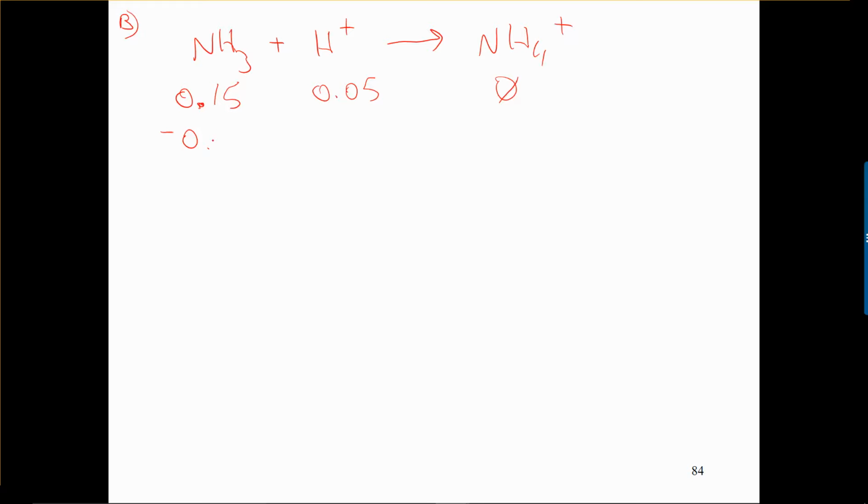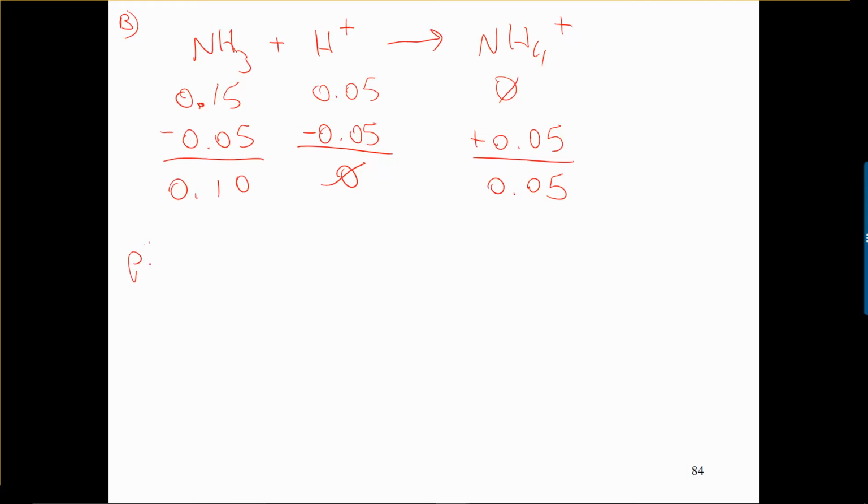Minus 0.05, minus 0.05, this goes to 0, this becomes 0.10, this becomes plus 0.05. So, pH equals pKa plus the log of the base over the acid. What's my pKa here?